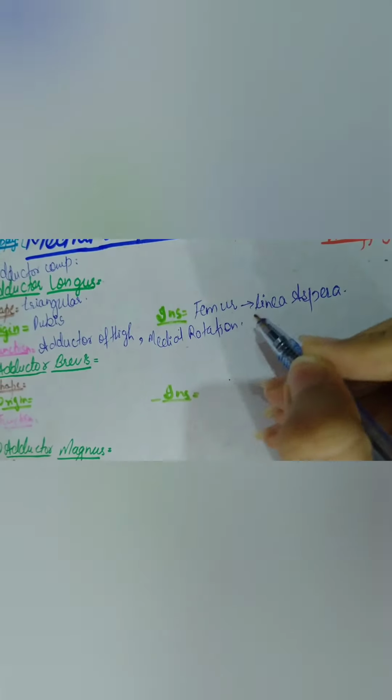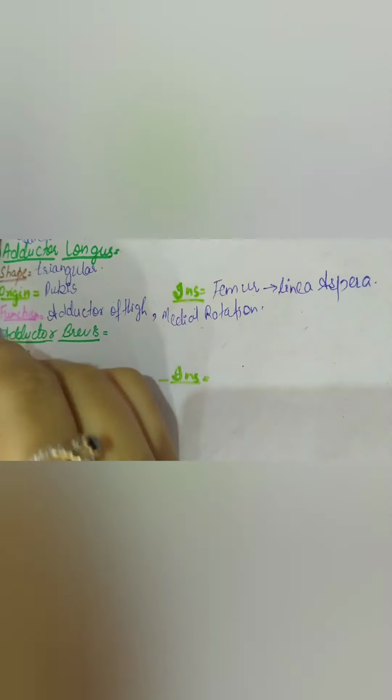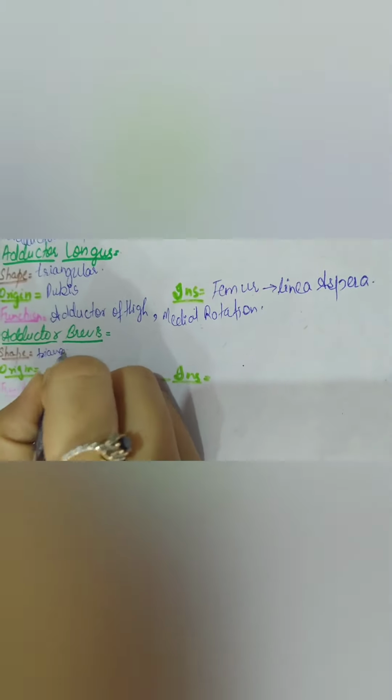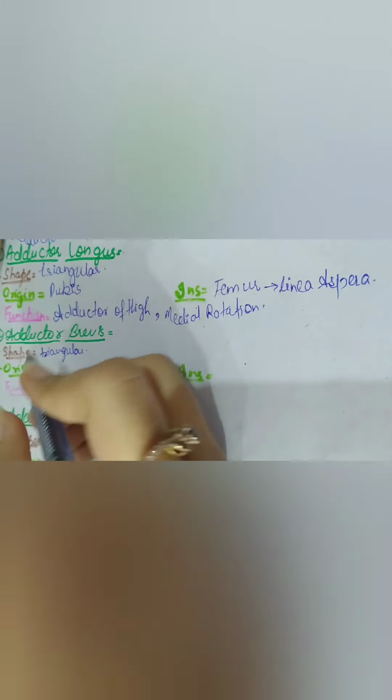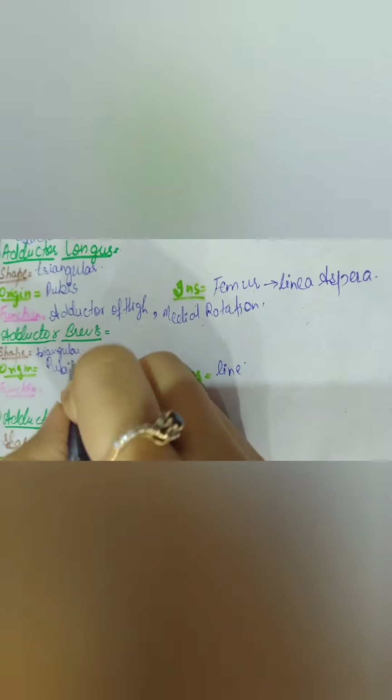Right, so the next muscle is adductor brevis. The adductor longus has a long length, while the adductor brevis has a short length. And the shape of the adductor brevis is triangular, the same as that of the adductor longus. It also has its origin from the pubis and insertion on the linea aspera. Its function is the same, the adductor of the thigh.